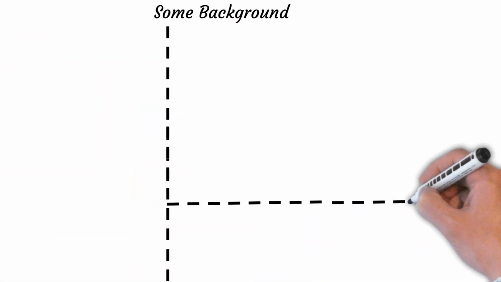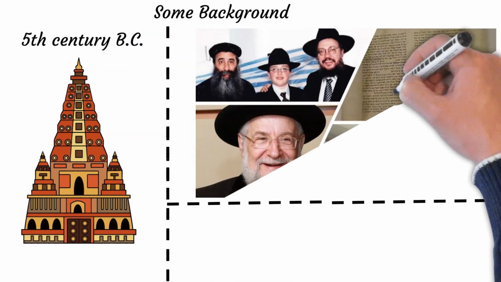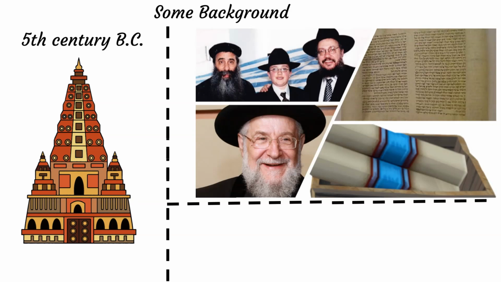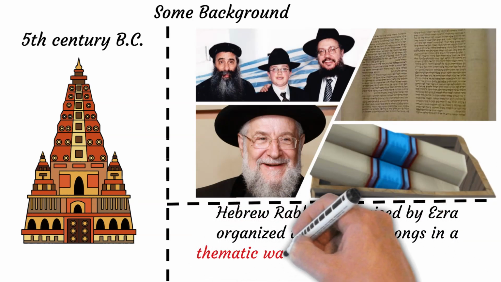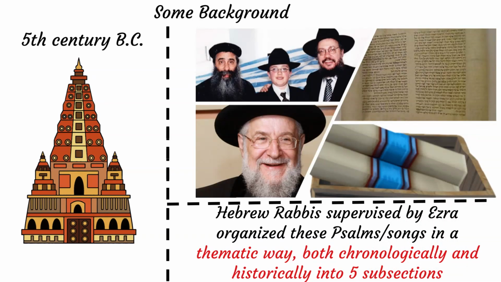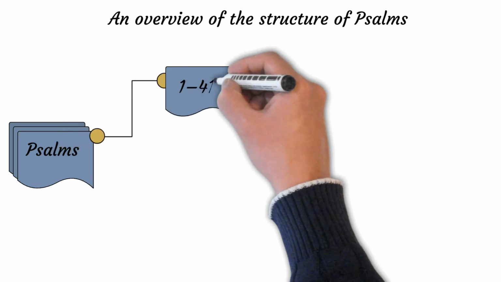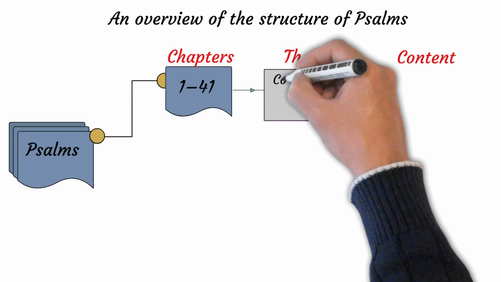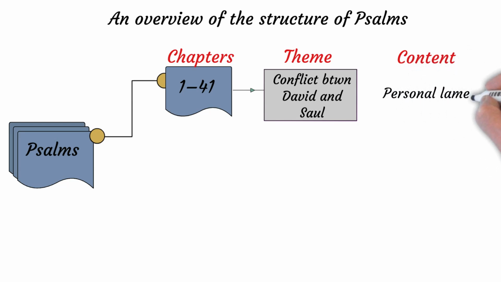A little background. It is believed that in the 5th century, while working on establishing the services of the new temple, some Hebrew scribes under the leadership of Ezra organized these psalms in a thematic way, both chronologically and historically, into 5 subsections, as detailed below. The first subsection comprises chapters 1 to 41, dealing with the conflict between David and Saul, containing personal laments. The majority of Psalms in this section mention the psalmist's adversarial agents.